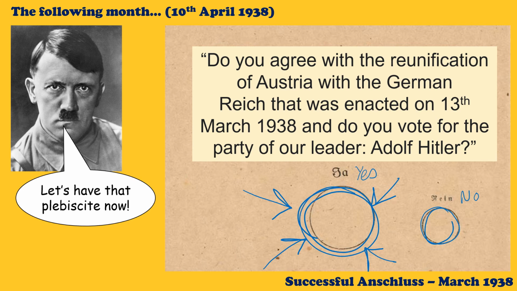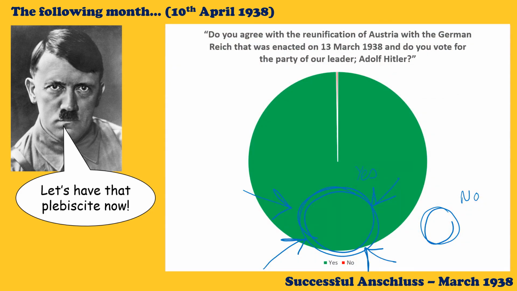So let's take a look at the results of this plebiscite, shall we? Here we go. Let me see if I can just get rid of that going on there. There we go. Do you agree with the reunification of Austria, blah, blah, blah? Do you vote for the party of our leader, Adolf Hitler? This is the result of the plebiscite. Let me give you some actual stats here.